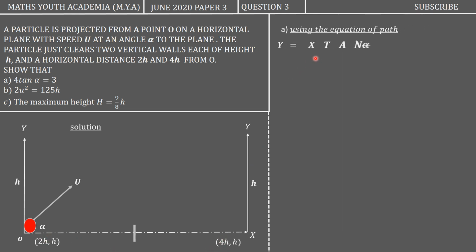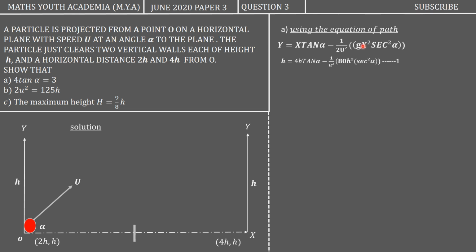Using the equation of path, which is y equals x tan alpha minus g x squared sec squared alpha on 2u squared. Okay, y is our vertical displacement, using our first coordinate 4h and h. So y, our vertical displacement, which is h, equals x, our horizontal displacement, which is 4h, tan alpha minus, what? g is actually 10, g is 10 times x, our horizontal displacement, which is 4h.